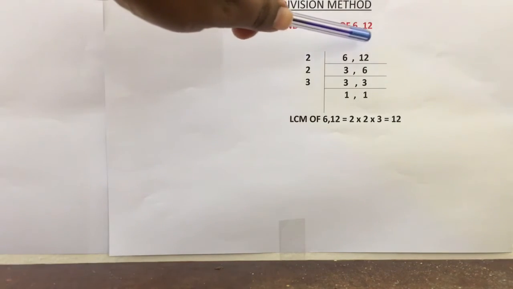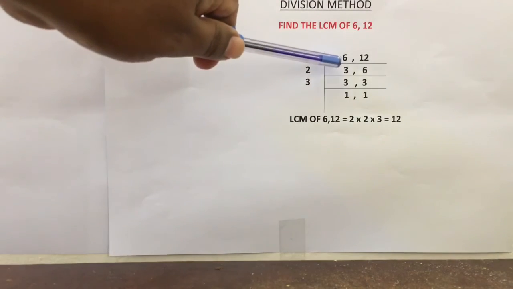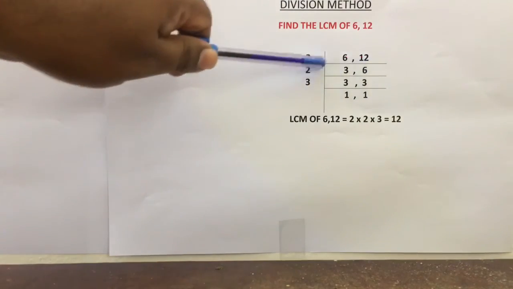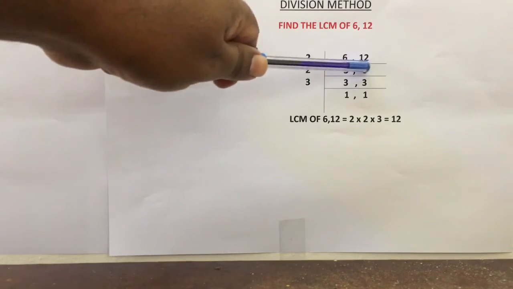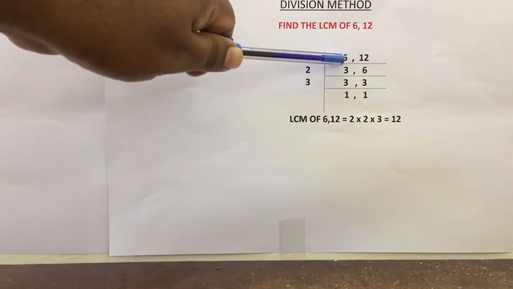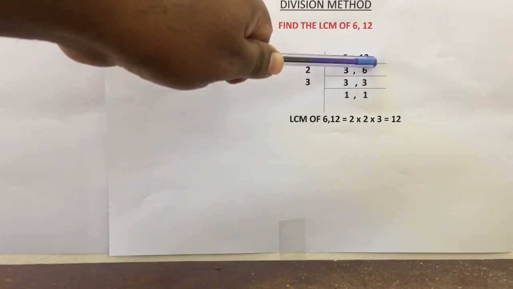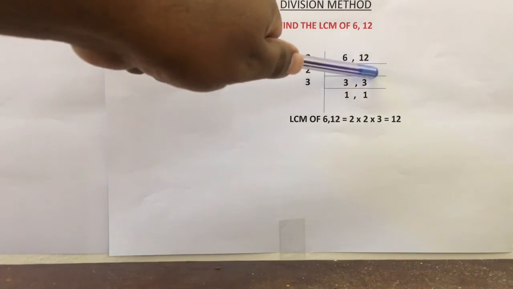So find the LCM of 6 and 12 with the help of the division method. So I write 6 and 12. Check this 6 and 12 is divisible by which smallest prime number. It is better to start from the smallest prime number. So clearly 6 and 12 is divisible by 2. Now how many times 2 in 6? 3 times. How many times 2 in 12? 6 times. So the second set is 3 and 6.